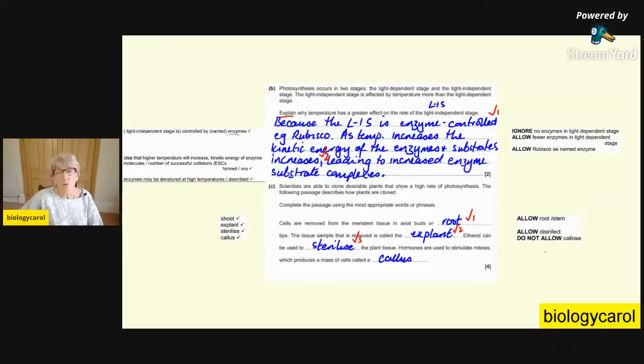Notice they didn't allow the word callose, because callose is a completely different term to callus.